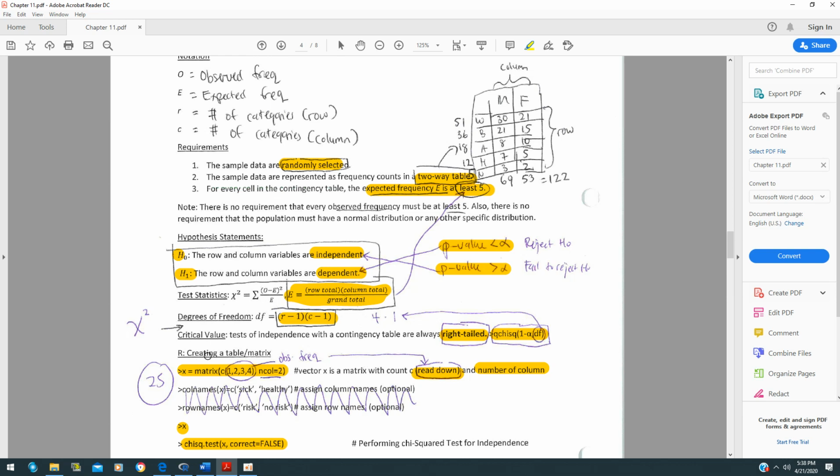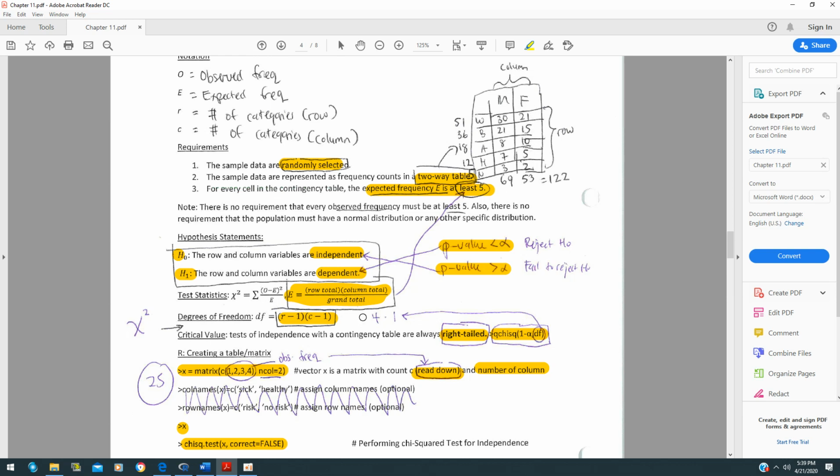In order for us to calculate this using R, you have to use a matrix. How do you create a matrix in R? You do X equals matrix c, and then these are all your observed frequencies, and then you tell it how many columns we have. When you read the observed frequencies, you have to read down. What do I mean by read down? For example, if I want to put this into R, I have to read down the first column, and then the second column. So my first numbers are 30, followed by 21, 8, 7, and 3. And then 21, 15, 10, 5, and 2.